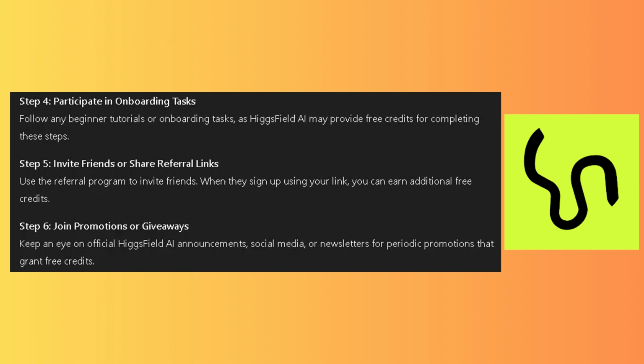Invite. Make sure to invite friends or share a referral link. Using the referral program to invite friends, when they sign up using your link, you will get additional free credits. Join promotions or giveaways. Keep an eye out for the official Higgsfield AI announcements, social media or newsletters for promotional campaigns that can grant you free credits.